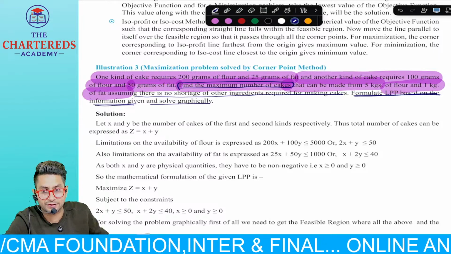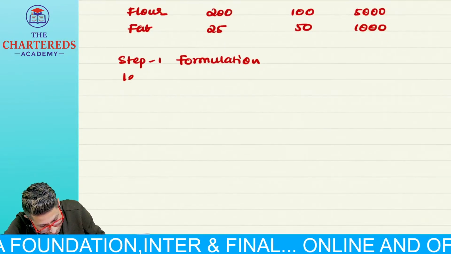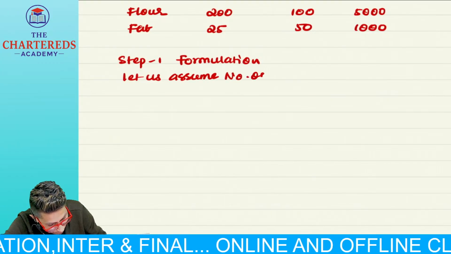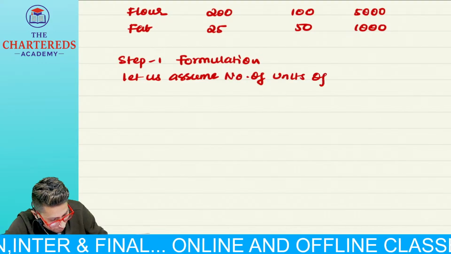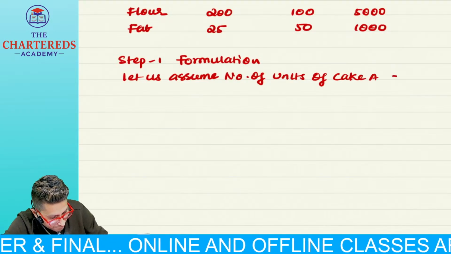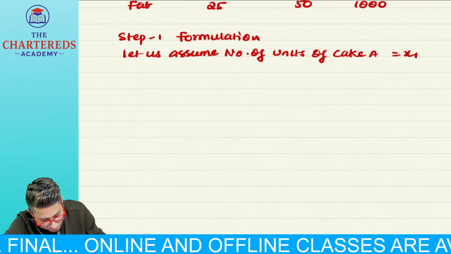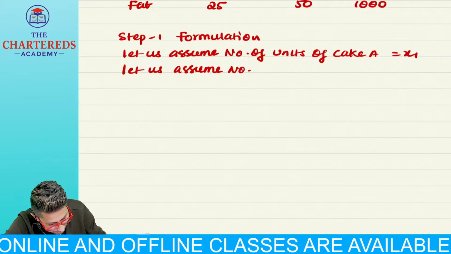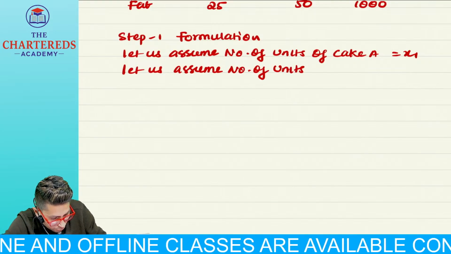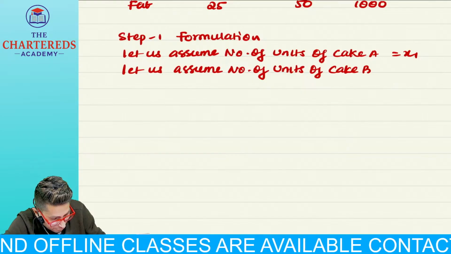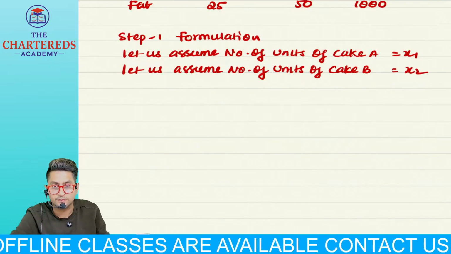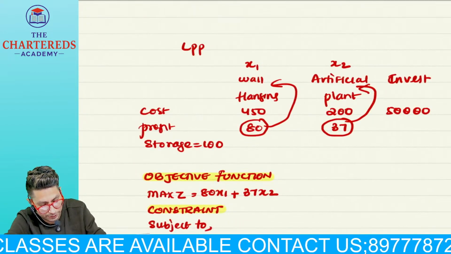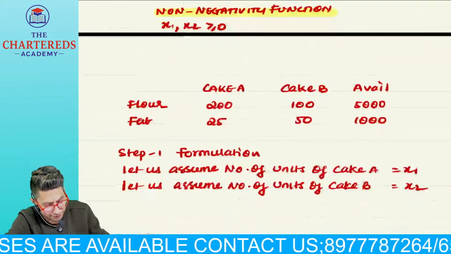So here our objective is, let us assume the number of units of cake A is X1. Let us assume the number of units of cake B is X2. If you don't write like this, they will not give you marks. If you directly write it without this, they won't give you marks. Clear? You have to write clearly.